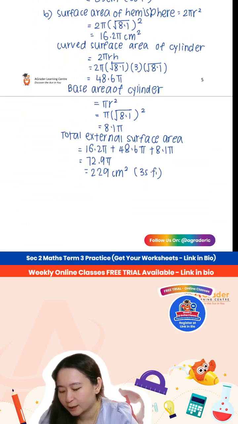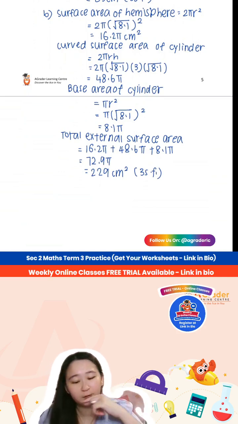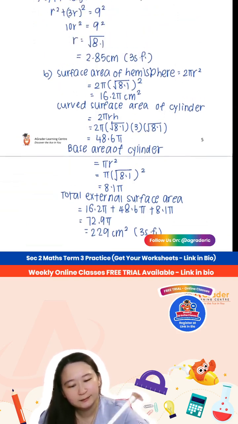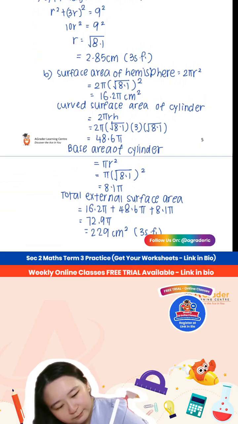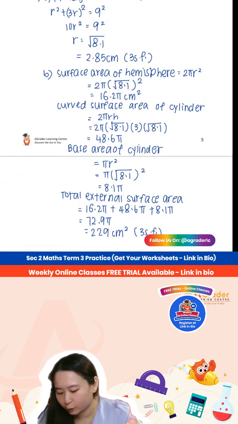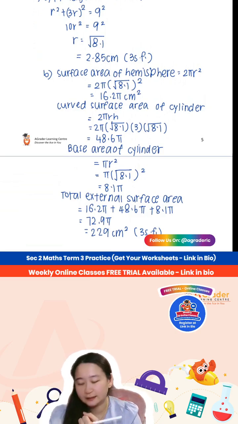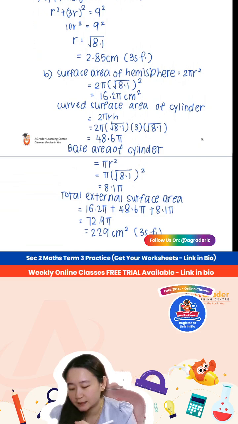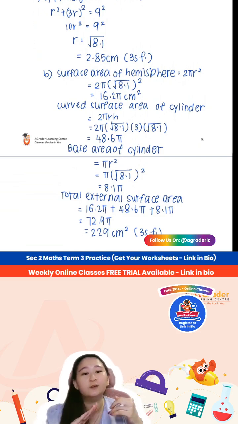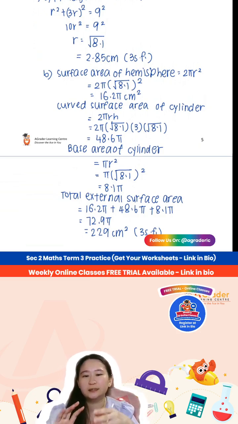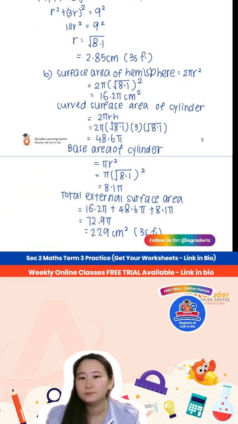Part C is calculate the volume of the solid part of the container. So we are looking at volume now. We need to find the volume of the cylinder, we need to find the volume of the hemisphere, and then we minus away the volume of the cone because that's taken out. Volume is cubed because it's 3-dimensional.